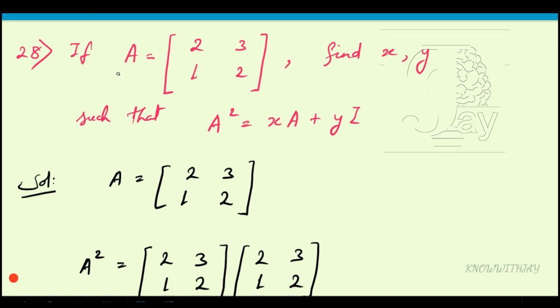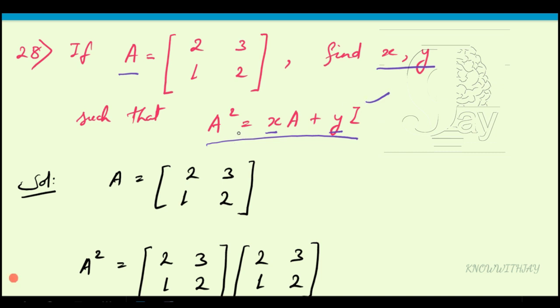In this question we have a matrix A equal to the given matrix, and we have to find the values of x and y. Remember, these are not caps, so these are not matrices, these are particular numbers. So I have to find the values of the variables x and y, and this equation is also given: A squared equals xA plus yI. Again I is the identity matrix.